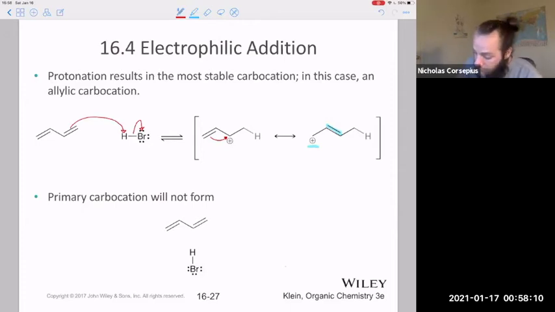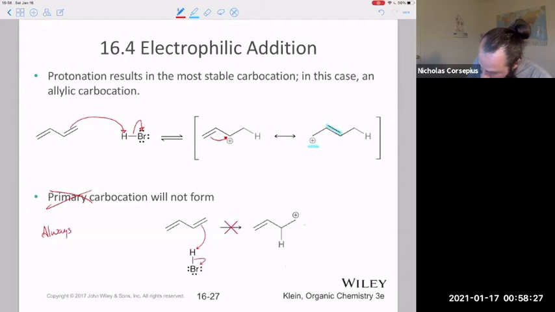Okay. What does not happen is something like this, where I form this, where the hydrogen attaches to the second carbon and I get a primary carbocation. It's not just that you don't form a primary carbocation, it's that you always form the allylic. Primary carbocations are absolutely not going to form. But most importantly, you always form that allylic carbocation. So it should always be located in the allylic position to the other double bond that has not undergone addition.